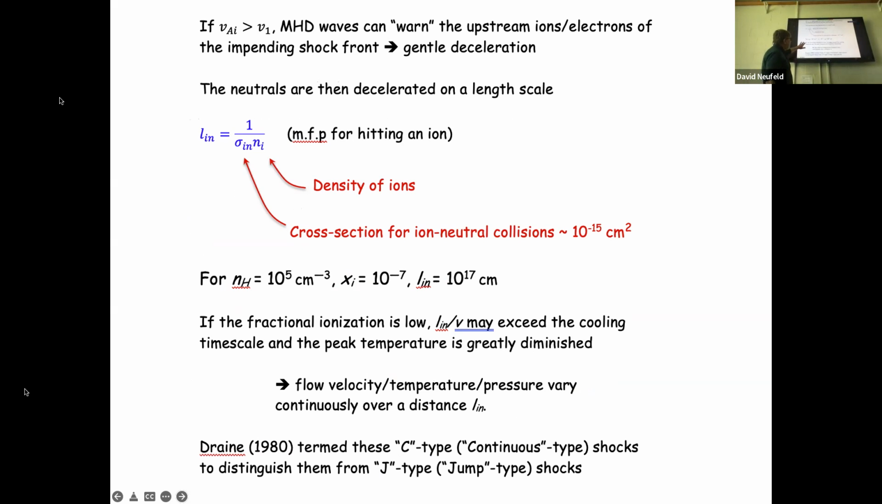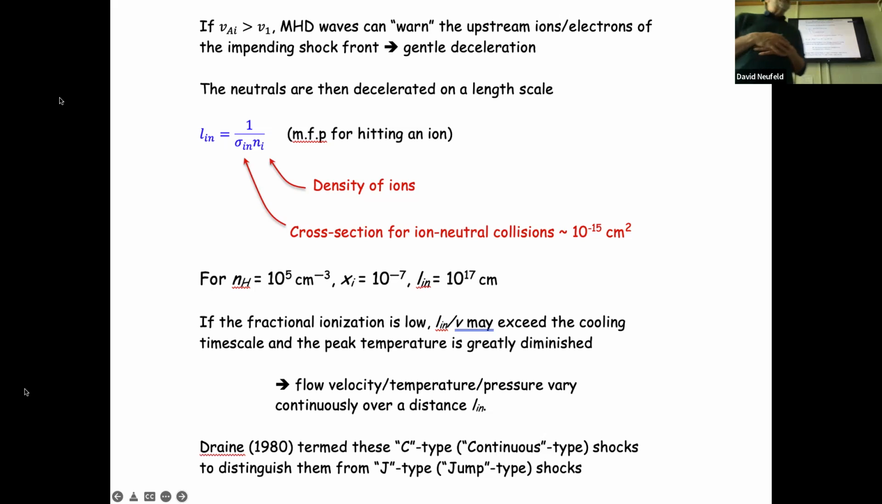But let me turn to the final few sentences here, which is that the ions are gently decelerated, and then the neutral particles are decelerated over a length scale that depends on how far they get before they collide on average with one ion. So this depends on the cross-section for elastic scattering of ions of neutrals, and also the density of ions. But for typical interstellar parameters, this length scale can be quite long compared to the time scale on which the gas cools.